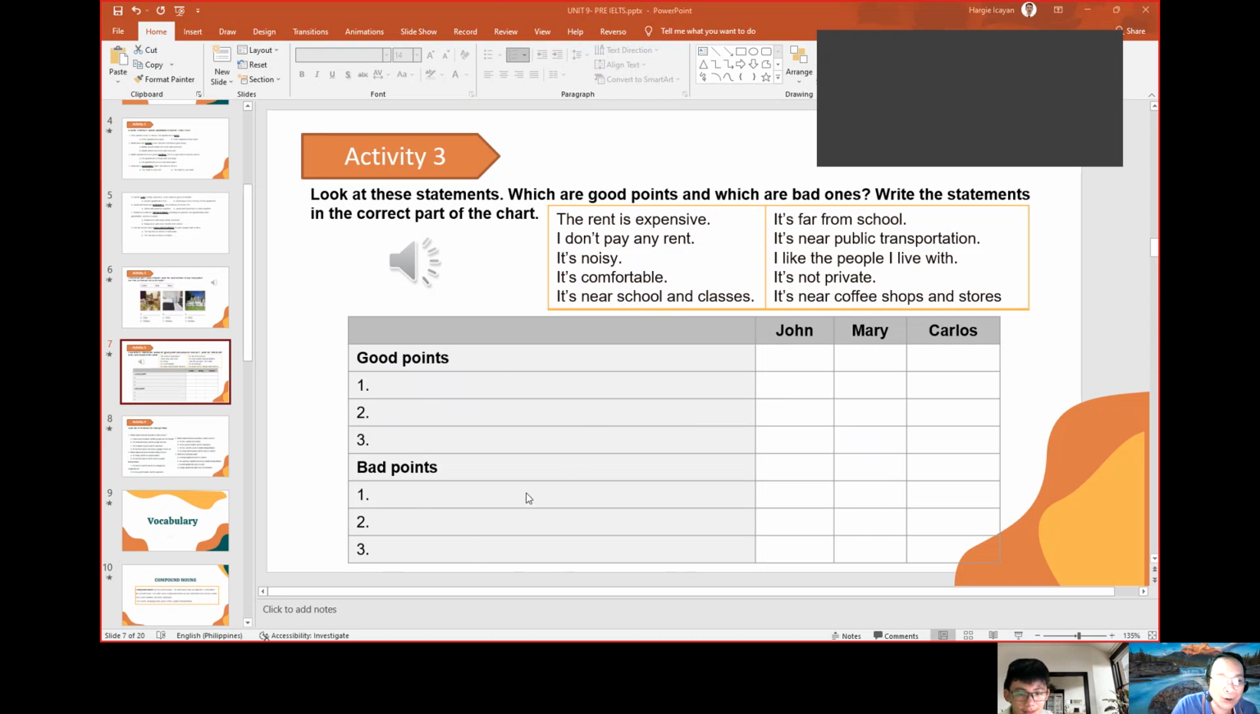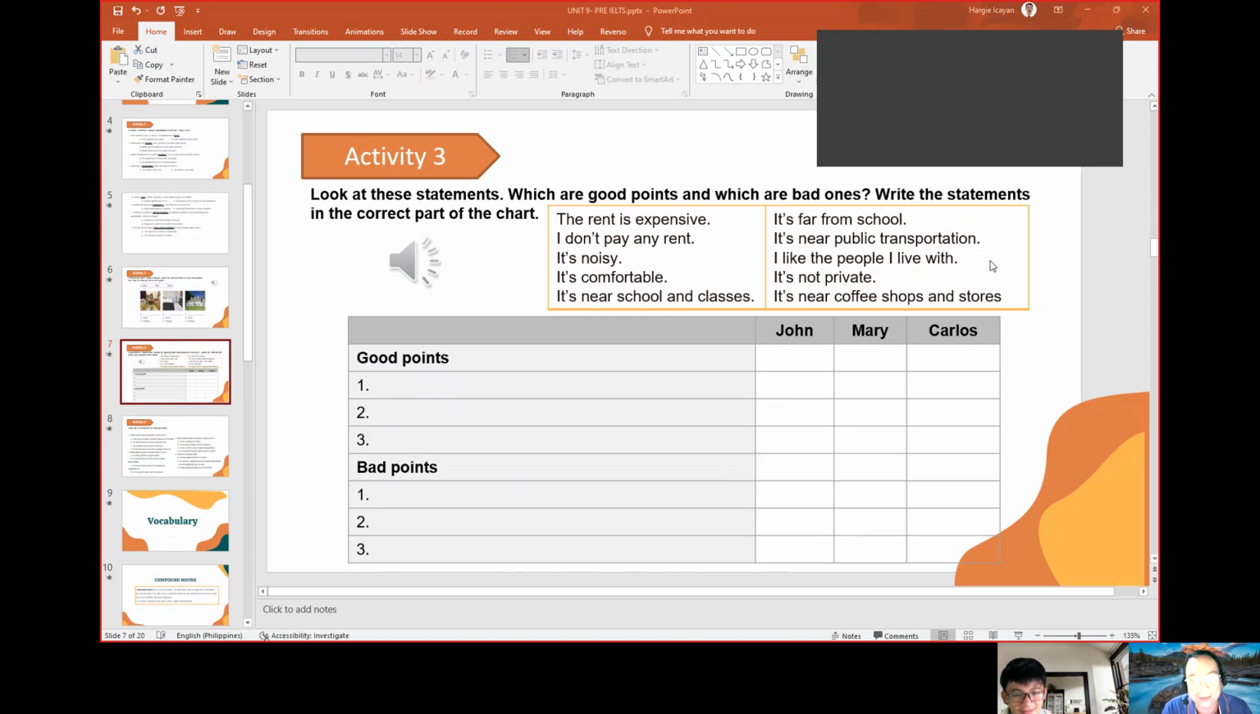Okay, what about bad points? First bad point, the rent is expensive. Who said that? Is that John? It's Mary. Mary, correct. So X, check, X. And then, it's noisy. Who said that? It's John. And also Carlos. Yes, John and Carlos. So we have two. Check, X, and check, right?